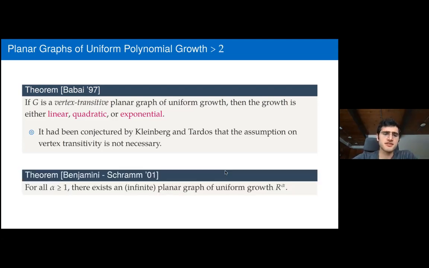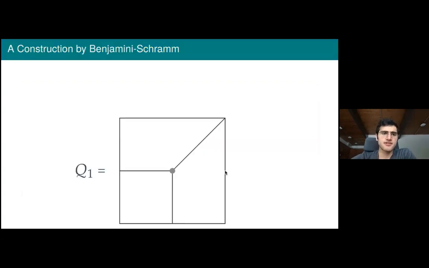But this conjecture was false, and in 2001, Benjamini and Schramm proved that for any real alpha greater than 1, they were able to construct an infinite planar graph of uniform growth R to the alpha. In general, almost all of these constructions have a fractal-like nature to them. Here's one construction by them.